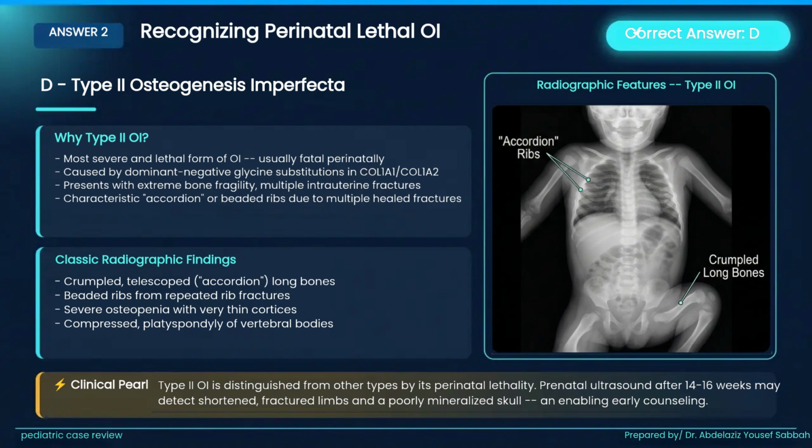Type 2 is the most severe and lethal form, usually fatal perinatally due to respiratory failure from thoracic insufficiency. It is caused by dominant negative glycine substitutions in the COL1A1 or COL1A2 genes. The classic radiographic findings are crumpled telescoped accordion-like long bones, beaded ribs from multiple healed rib fractures, severe osteopenia with very thin cortices, and compressed vertebral bodies. An important clinical pearl: prenatal ultrasound after 14 to 16 weeks may detect shortened fractured limbs and a poorly mineralized skull, enabling early counseling for the family.